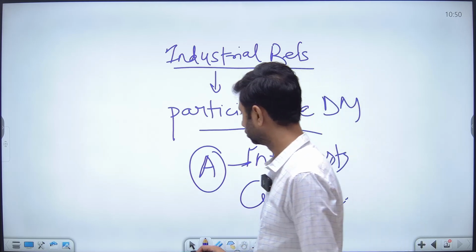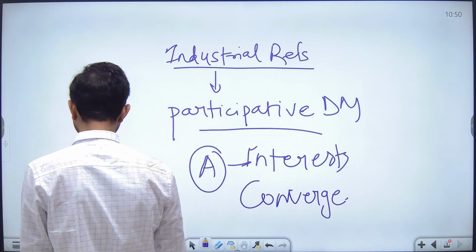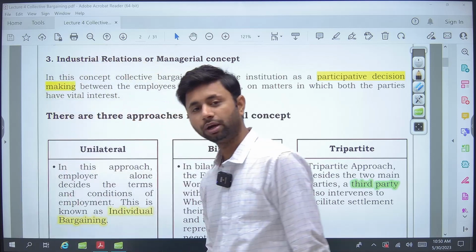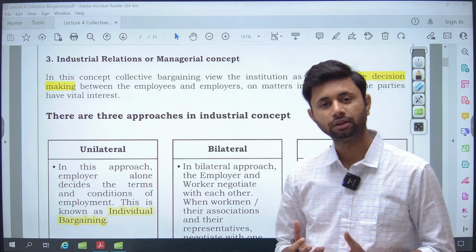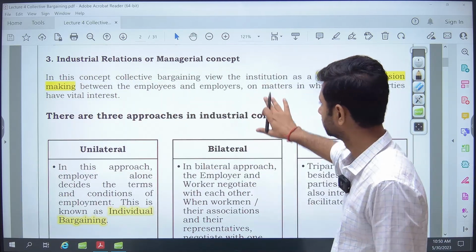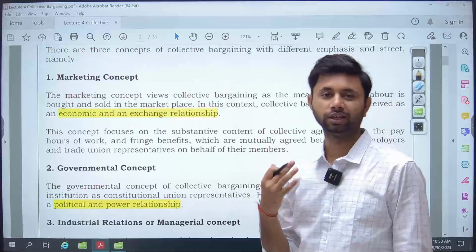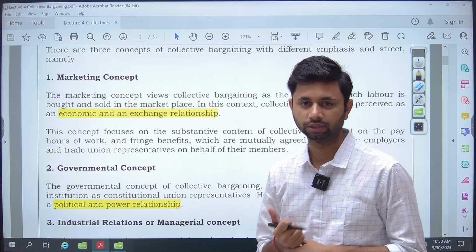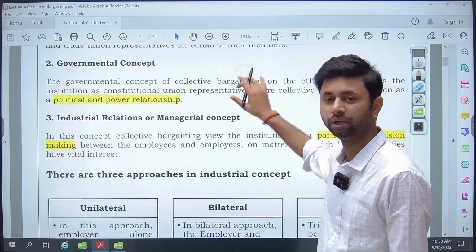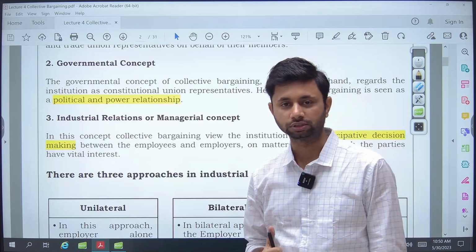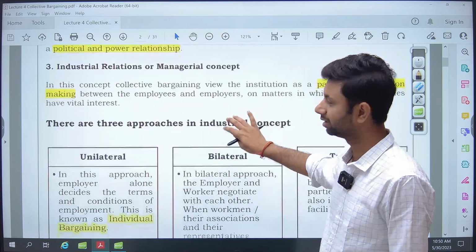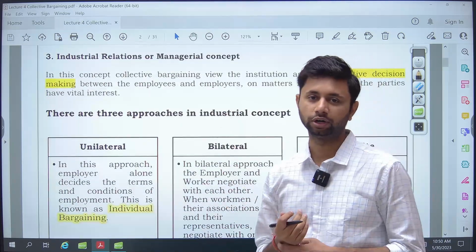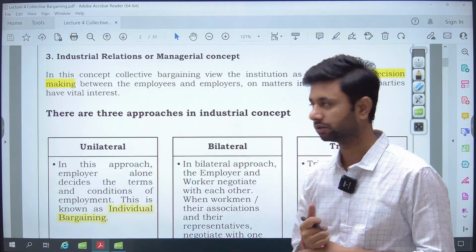Okay, so these are the concepts of collective bargaining based on the emphasis they are focusing upon. If we are focusing upon the economic aspect, we'll call it a marketing concept. If we focus on power relationship, then we'll call it a government concept. And if we talk about participatory decision making, then we'll call it an industrial relations concept or the managerial concept.